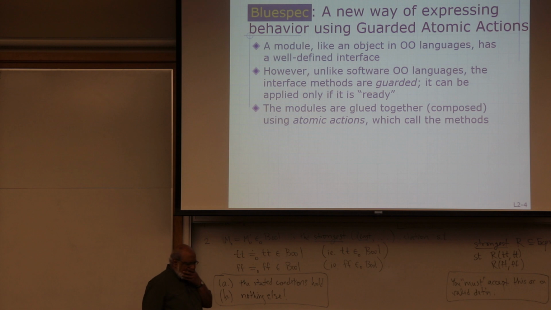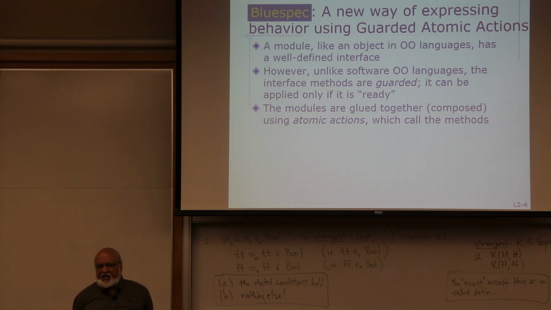Okay. So you have understood something about a module, which is like an object in an object-oriented language. Some restrictions on its interfaces: they have to be ready. A method has to be ready before it can be used. And think of how these boxes are connected, the glue, in terms of atomic actions. That you must do this, you must do that, and you must do that. Either all of them succeed or none of them succeed.